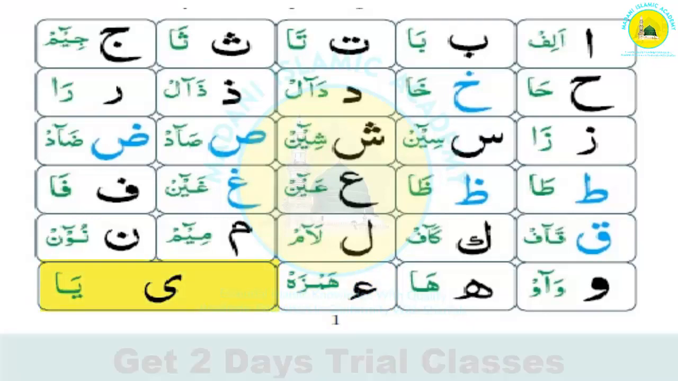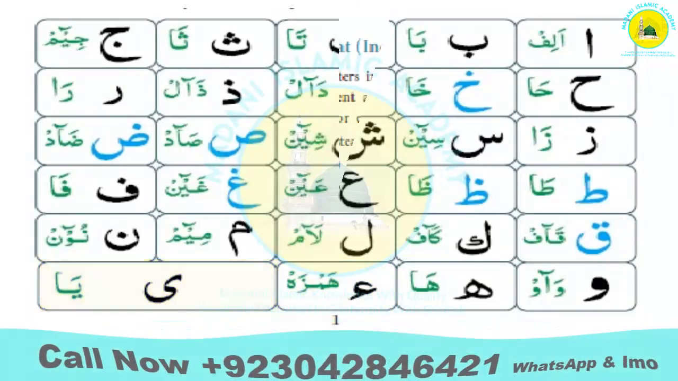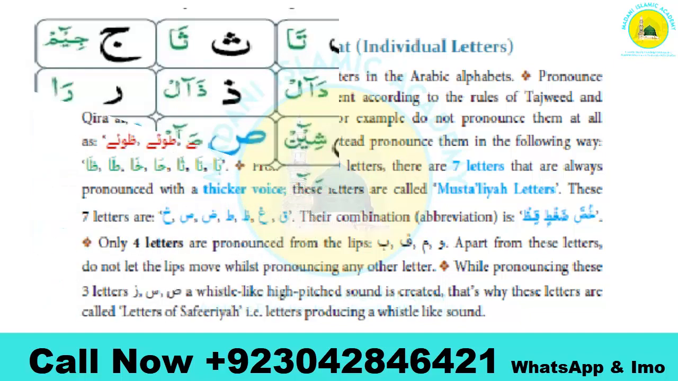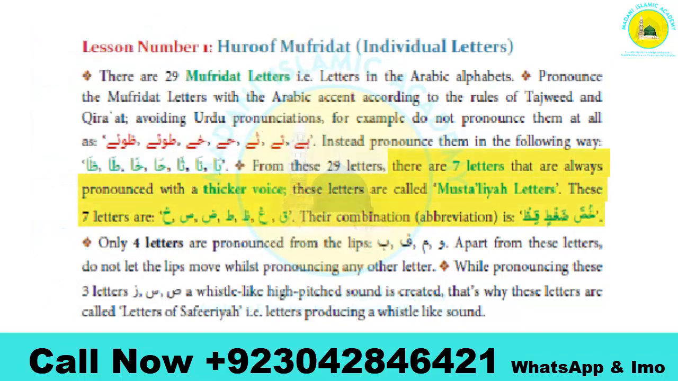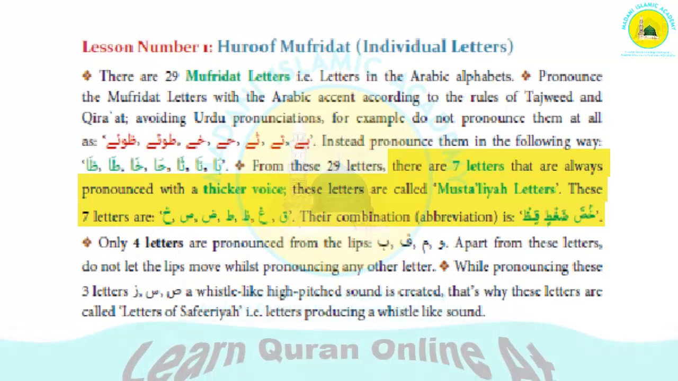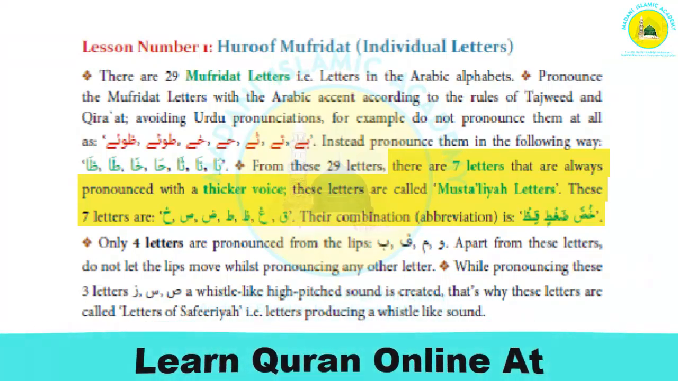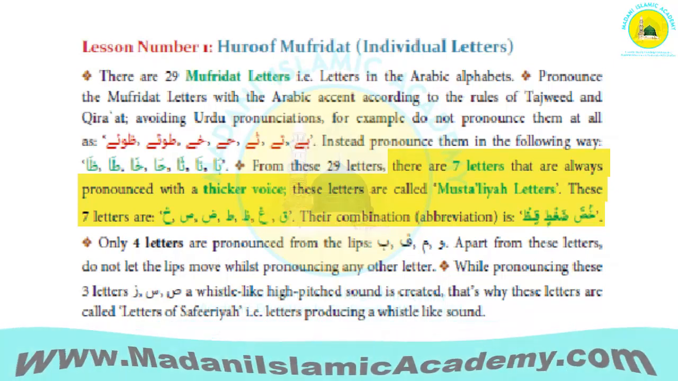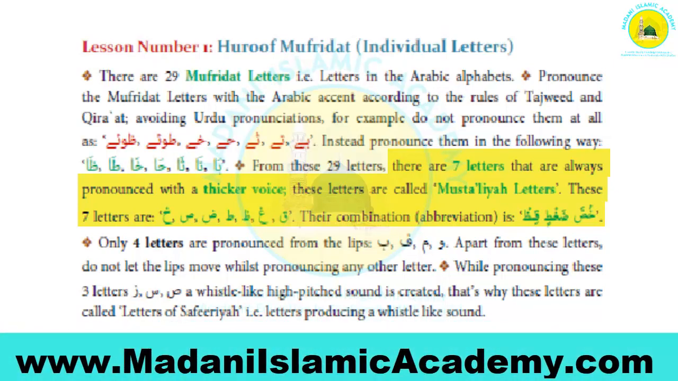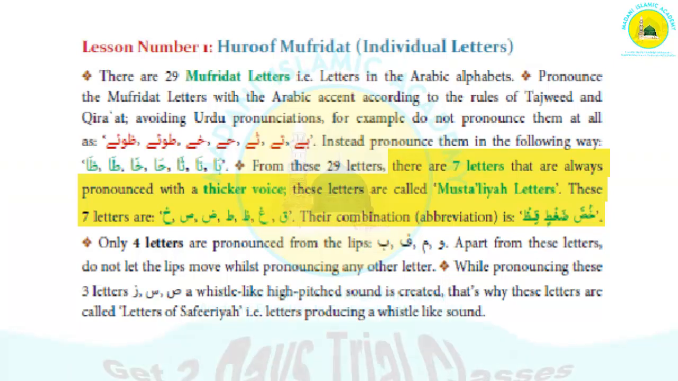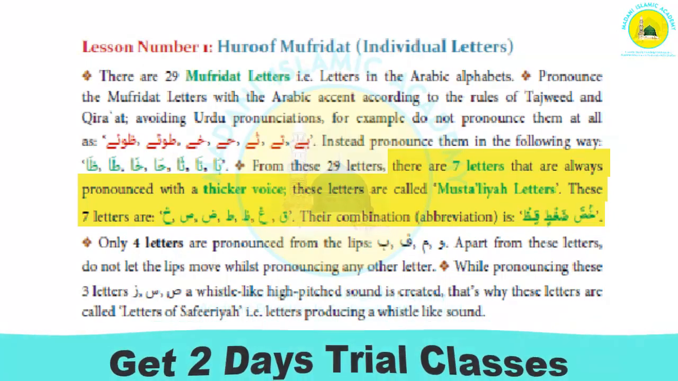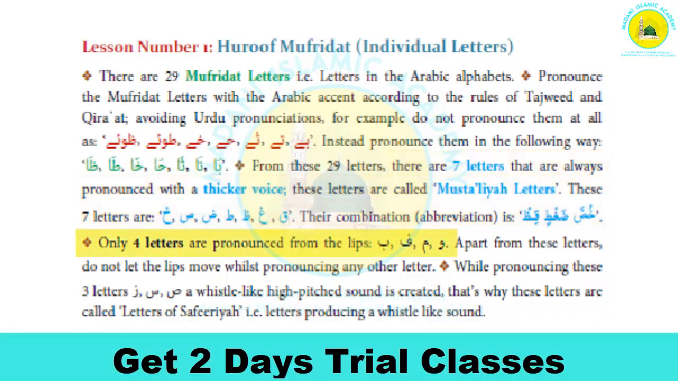MashaAllah Azza wa Jal. That brings us to the end of our lesson number 1. A few things to remember. Musta'liya. If you read it as a combined form, you make the word khussa daghtin qiz. Now the 7 harufe musta'liya, we need to remember them by heart. Kha, Sad, Dad, Ta, Za, Ghain, Qaf.